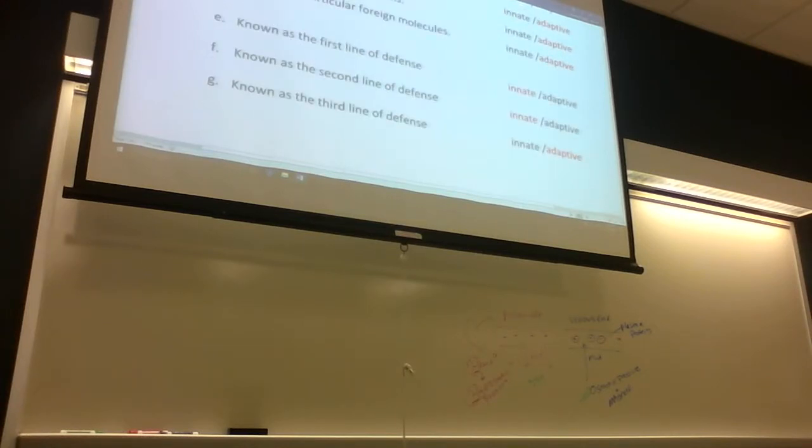First line of defense, that's innate. Second line of defense is innate. Third line of defense is adaptive. So you only have 3 defenses, and the first line of defense you have is your skin. Second line of defense is like inflammation, fever, complement, all that we just went over. Third line of defense is your T cells, your B cells, and your antibodies, which is what this worksheet is going to be covering.